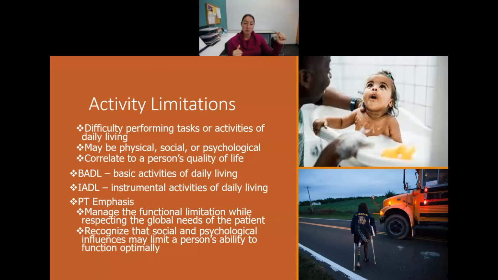Recognize their social, their psychological influences that may affect their ability to function optimally. So maybe they could have the potential to walk again, but they just don't have the motivation. Maybe they could have the potential to improve, but nobody around them is supporting them or helping them, and they're so depressed or so frustrated with their current situation that they're kind of stuck. So helping them through those, or even just giving them the resources for that.